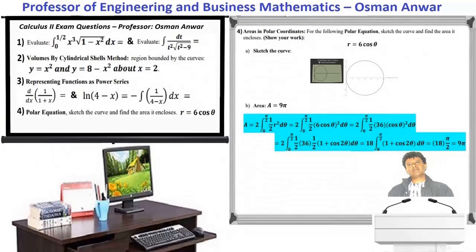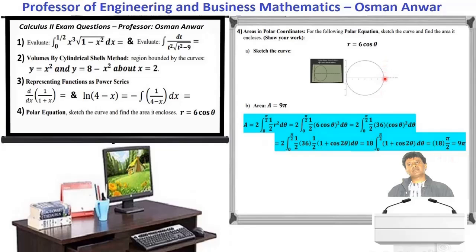Then I have here area in polar coordinates. If you have r equals 6 cosine theta, to find the area of this in polar coordinates, it is A equals 9 pi. So this is basically A equals the integral from 0 to pi over 2 of half r squared d theta, which is from 0 to pi over 2 of half times 6 cosine theta squared. Then this cosine squared theta can be written as 1 plus cosine 2 theta over 2. Then when you integrate this, you will end up with 9 pi.